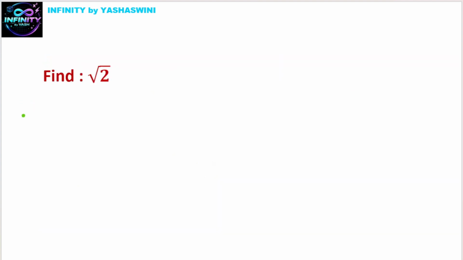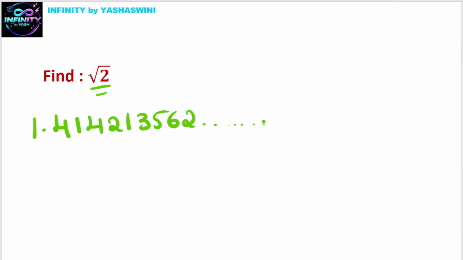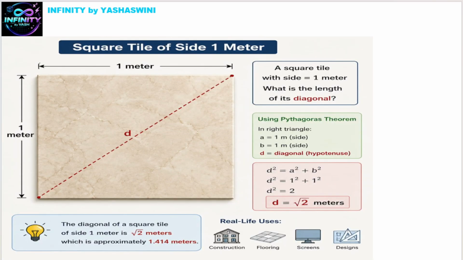Now take a calculator and observe here. You are getting the answer 1.41421356 etc. Can you predict the next digit? No, right? This endless non-repeating nature makes it irrational. Now we'll understand where we use these irrational numbers.